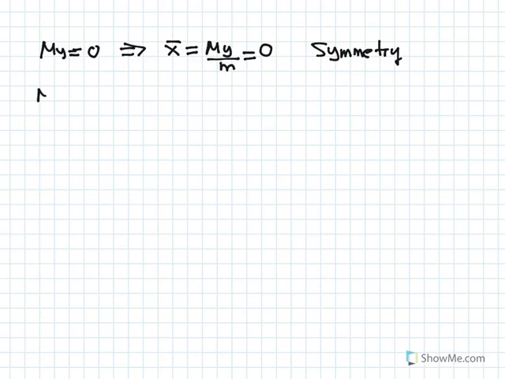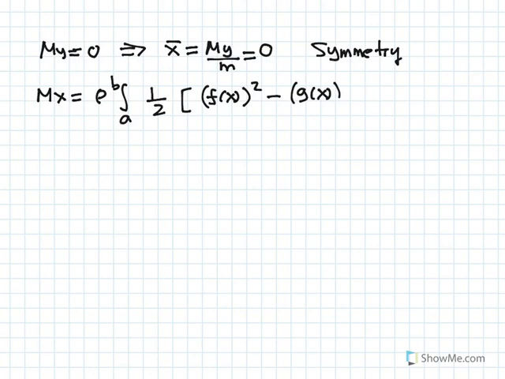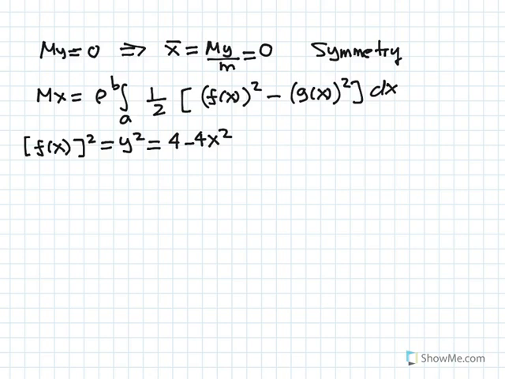All right. The moment with respect to the x-axis is equal to rho times the integral from a to b of 1/2 times f of x all squared minus the bottom function g of x all squared, integrate with respect to x. Now, the top function is the ellipse, and f of x is just y. So f of x squared is y squared, and solving for y squared in terms of x, we get y squared is equal to 4 minus 4x squared, and this is the equation of the ellipse, of course.